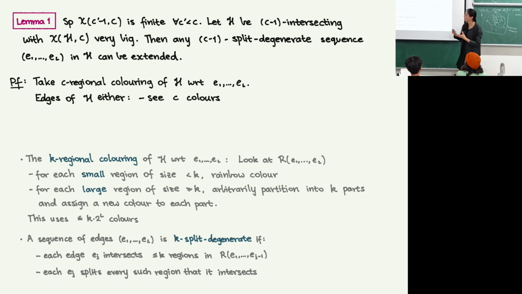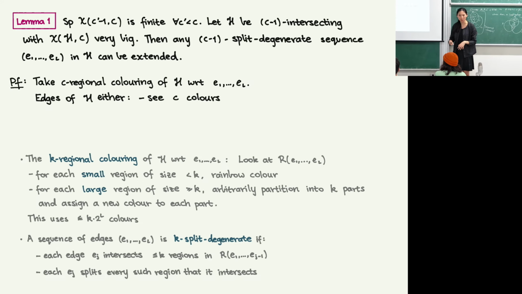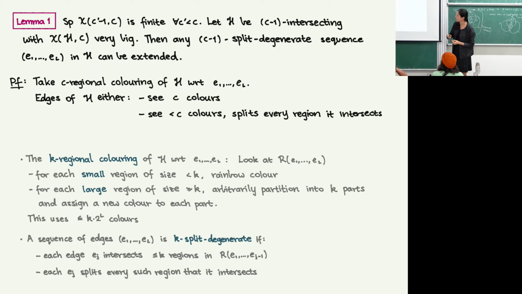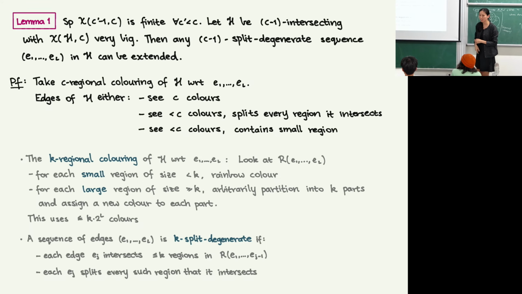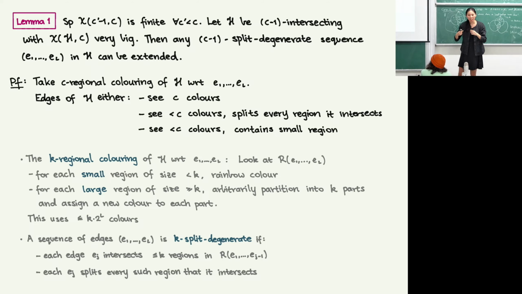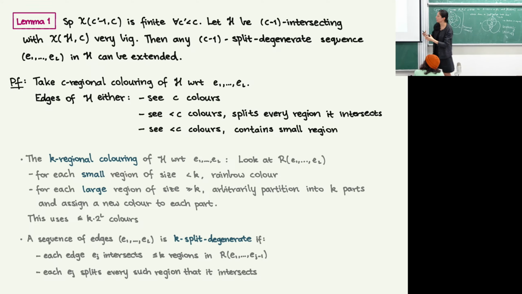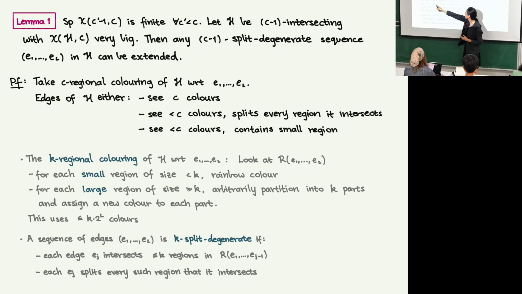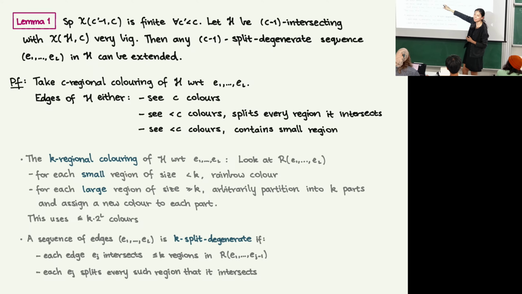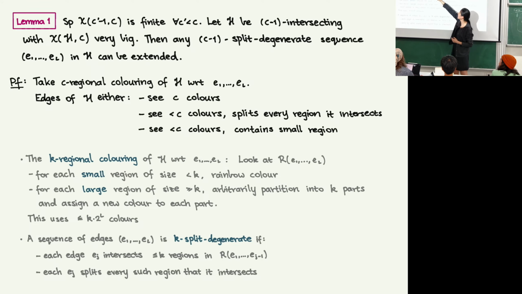Either an edge under this coloring already sees c colors, in which case, fine, that's that. Otherwise, an edge could see less than c colors, but it splits every region that it intersects of this E1 up to EL. And the third option is that it sees less than c colors and it doesn't split every region that it intersects. That means it has to contain a region. It can't contain a large region, because by definition of our regional coloring, every large region has c different colors. So you can only contain a small region.